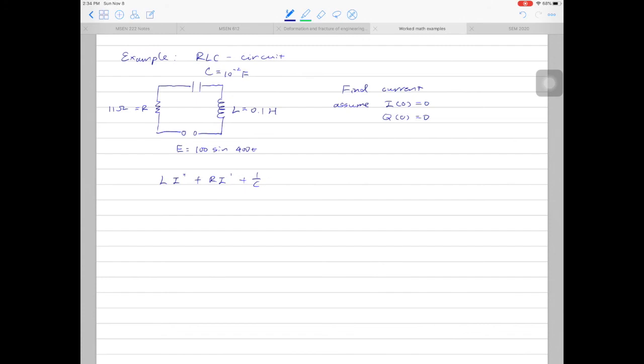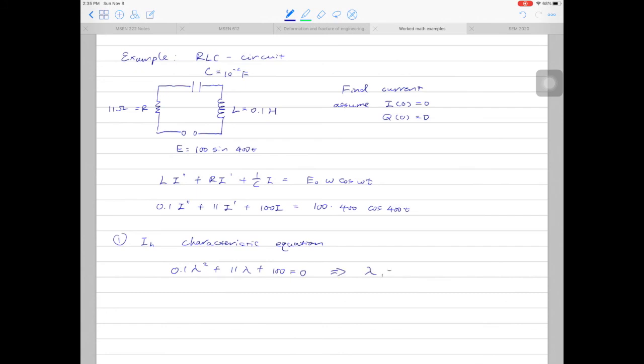We have the RLC equation, L i double prime plus R i prime plus 1 over C i equals E naught omega cos omega t. Plug in the numbers for the inductance, resistance, capacitance, and the voltage. Looking at the homogeneous part of the solution first, writing down the characteristic equation, you can get lambda 1 equals minus 10 and lambda 2 equals minus 100.